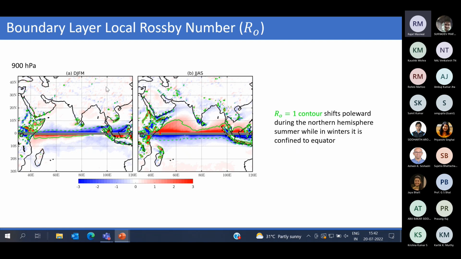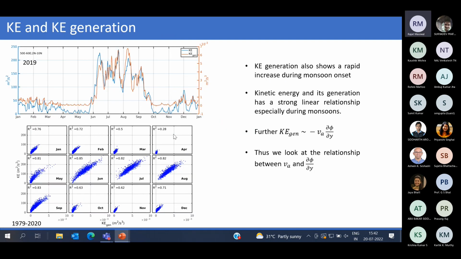winter season, the R0 equal to 1 contour, given by this green line, sticks close to the equator, whereas in the monsoon time period, we can see that this R0 equal to 1 contour moves poleward in the northern hemisphere. From the equator till this contour, we will have R0 being greater than 1 and the boundary layer being advective in this region. This was all about the seasonal dynamics of the jet.